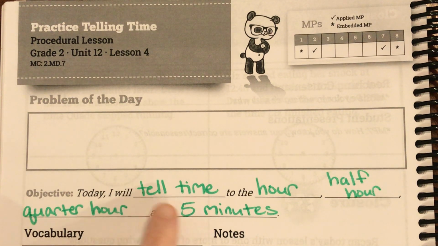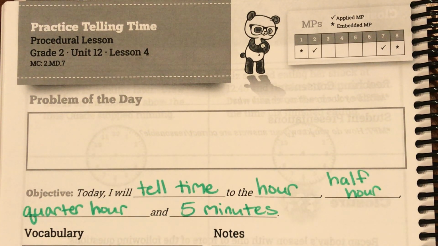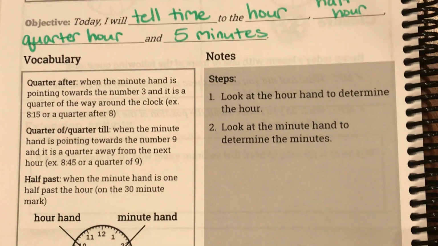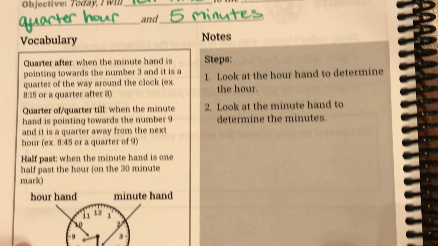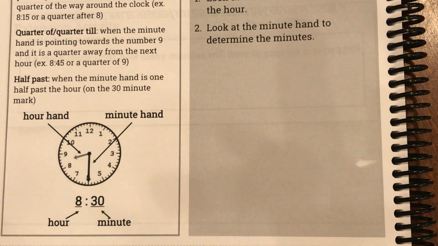So we've been telling time to the 5 minutes. Notice now we added to the hour, half hour, and quarter hour. So what does that actually mean? Okay, before we do our vocabulary or steps, I'm going to draw something with you. And I want you to do your very best to draw it with me.